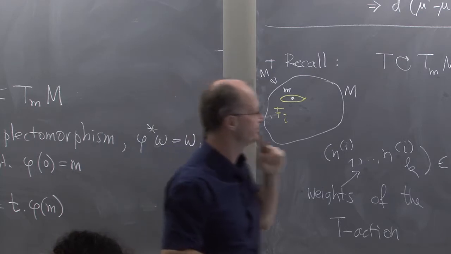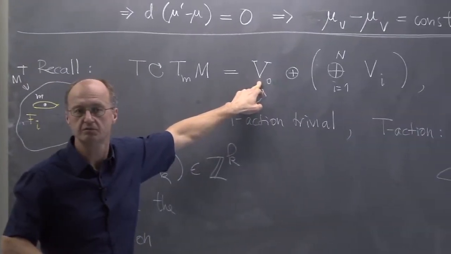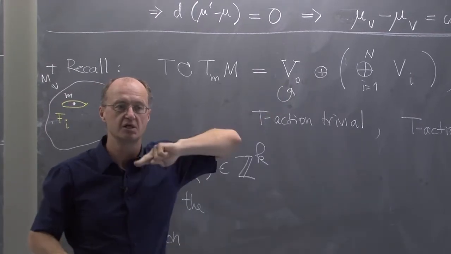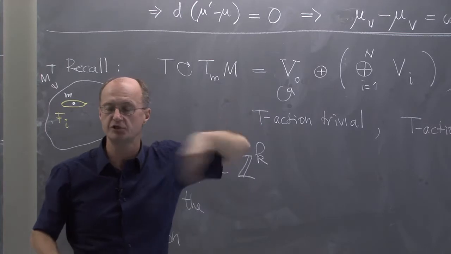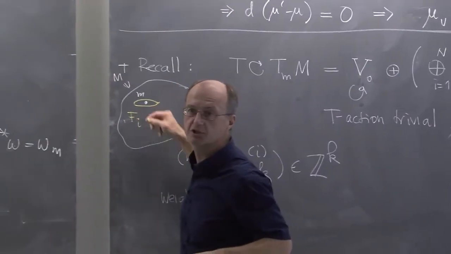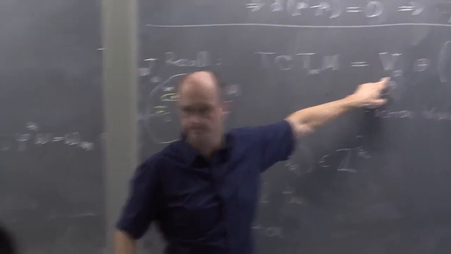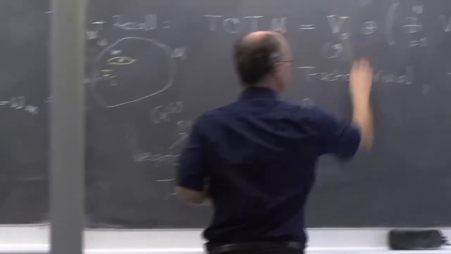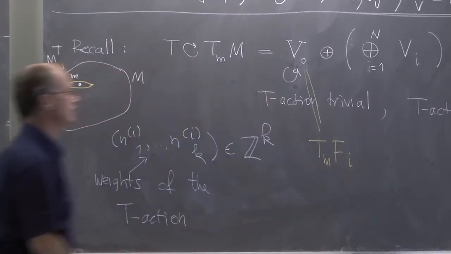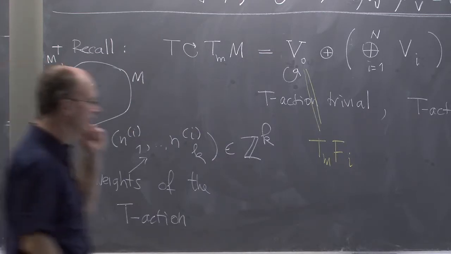Then anyone sees the geometric interpretation of this V0? So what is V0? That's a subspace of the tangent space on which the torus acts trivially. So what's the relation with this picture? So what is this guy? It's the tangent space to it. Yeah, certainly. So that's the tangent space to Fi at M. Right.